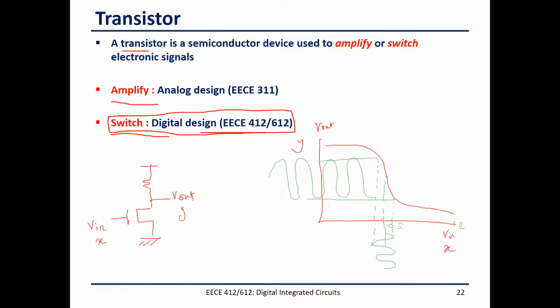In digital design, we don't want this high gain region. In digital design, we want to avoid this region. And we want to benefit from the characteristics of this inverter, of this circuit, to provide it an input, sorry, to provide it an input. Let me draw the characteristics again.